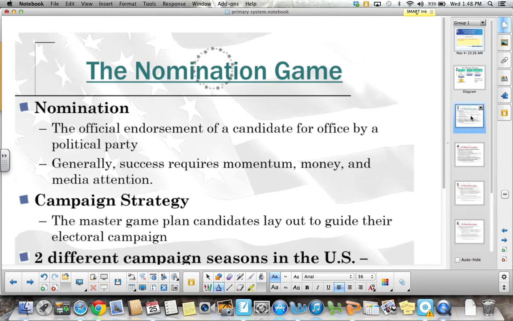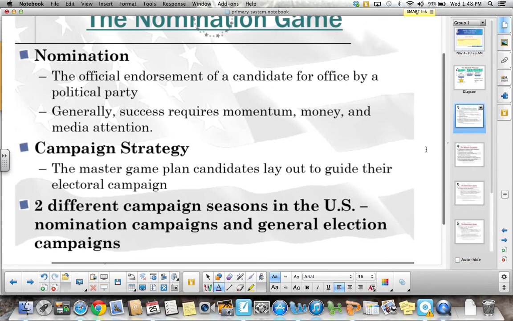Make sure we understand that the nomination process is just the official endorsement. The word endorsement just means support. So when a political party is supporting a candidate, they're saying they've won our nomination, meaning we want them to represent us in that November general election.